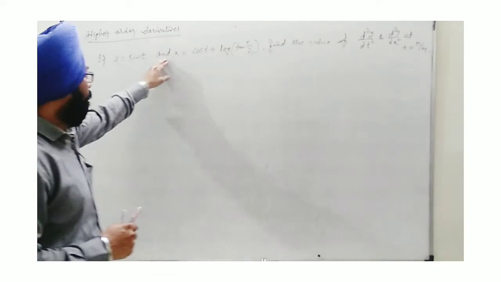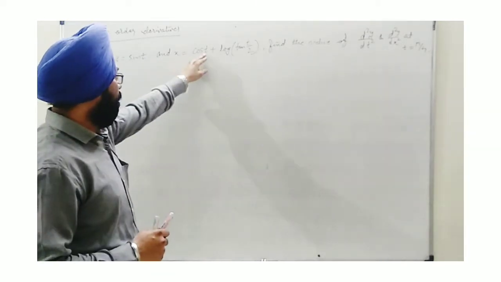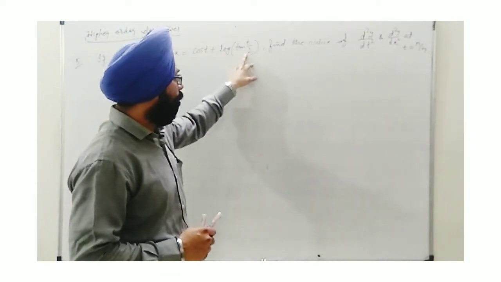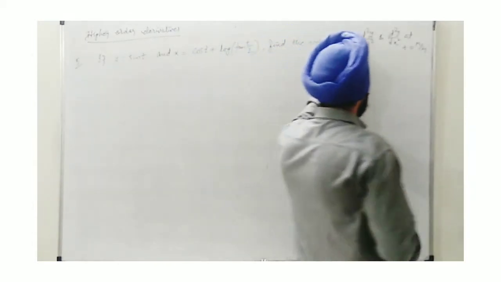Now, as next question, I have taken one parametric function here. Parameter is t. We are given the values of x and y as sin t is y, and the value of x is cos t plus log of tan t by 2. We need to find a value of d square y by dt square and d square y by dx square at t equal to pi by 2.